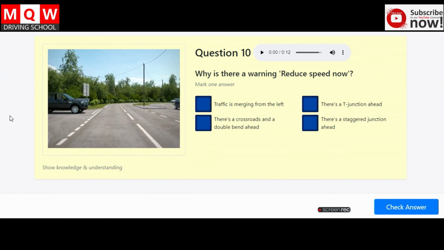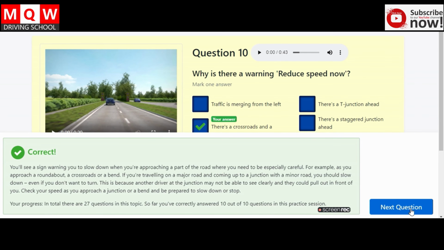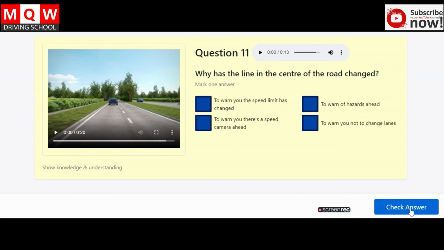Okay, now be ready. They're going to ask you some questions about this scenario. So listen to the question. Why is there a warning reduce speed now? Traffic is merging from the left. There's a T-junction ahead. There's a crossroads and a double bend ahead. There's a staggered junction ahead. We already said there was a sign of crossroad and double bend. So make sure when you watch the clips, you watch the signs, because they can ask you any question about the clip. So watch the clip and try to remember the clip. Okay, remember the clip and make sure you can watch it again to make the answer.